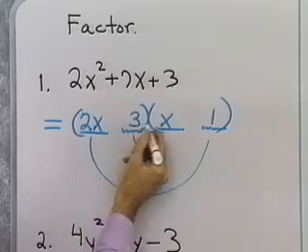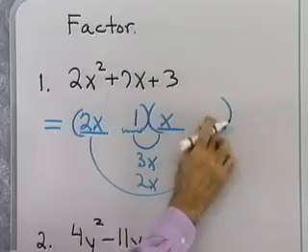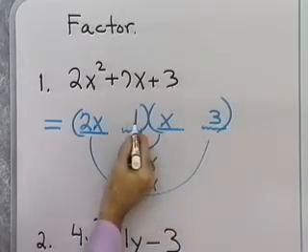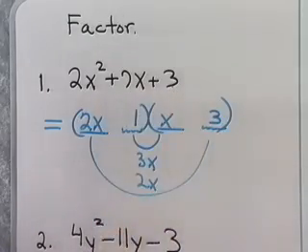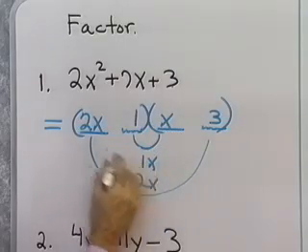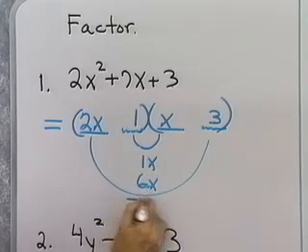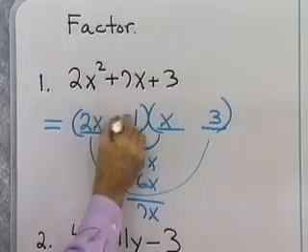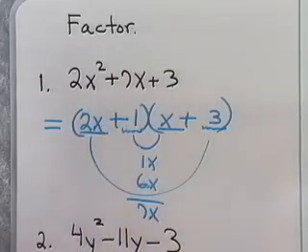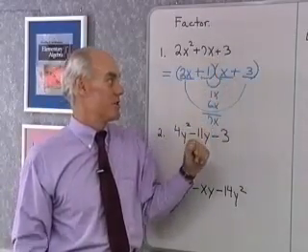So instead of 3 and 1 right here, what I'm going to do is try 1 and 3. Now 1 times 3 is still 3, so my last term works out, but inside I have 1 times x, which is 1x. Outside I have 2 times 3x, which is 6x, and you can see that 1x plus 6x does add up to 7x. So all I need to do is put in two plus signs, and I have the two factors of 2x squared plus 7x plus 3.